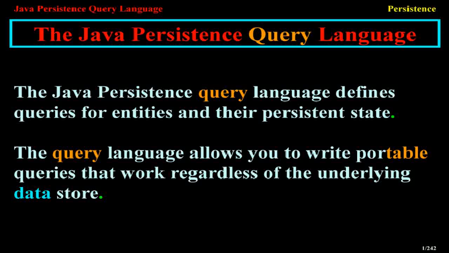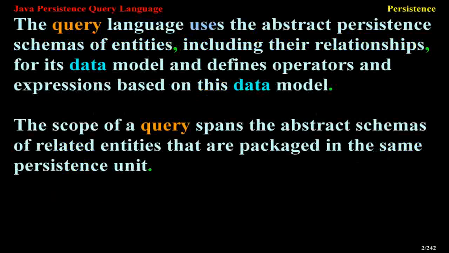The Java Persistence Query Language. The Java Persistence Query Language defines queries for entities in their persistent state. The query language allows you to write portable queries that work regardless of the underlying data store. The query language uses the abstract persistent schemas of entities, including their relationships, for its data model and defines operators and expressions based on this data model.